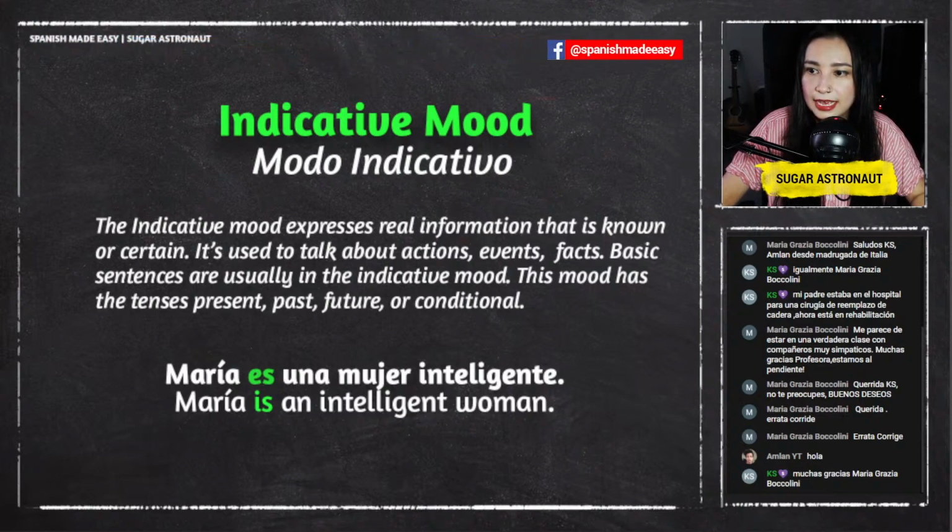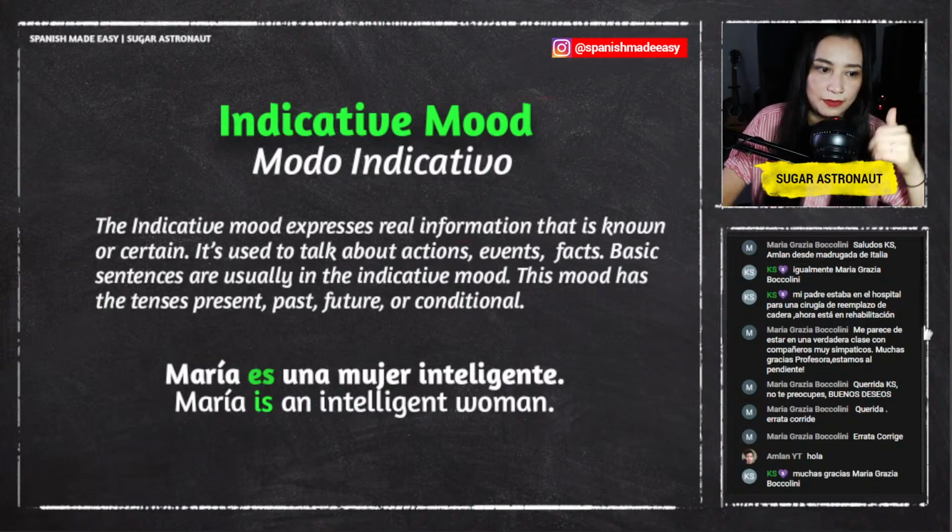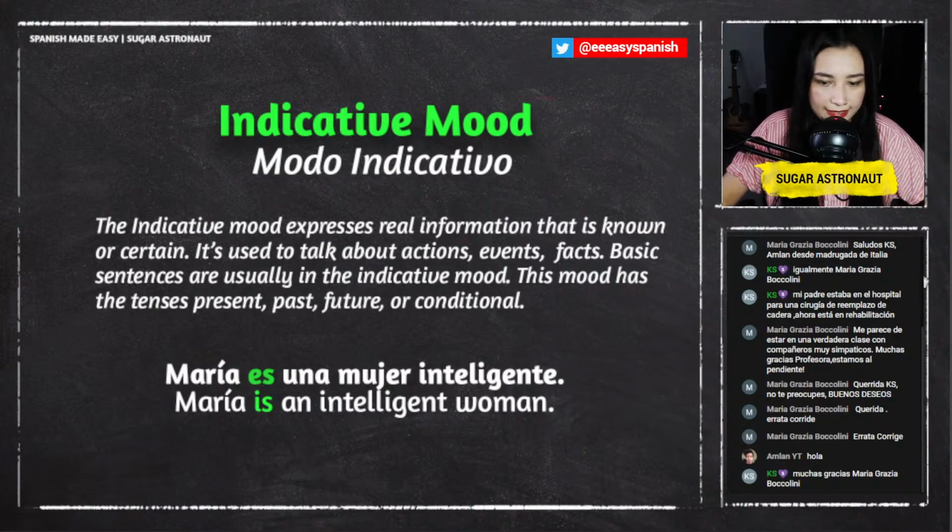Okay, in Spanish, the indicative mood is called el modo indicativo or just modo indicativo, okay? So yeah, the translation is pretty similar, indicative, indicativo, so pretty easy, pretty straightforward. Now, the indicative mood, guys, what does this mood express? Well, let me tell you that this indicative mood expresses real information. Just imagine a news guy saying real information. And this real information is known. I mean, the indicative mood expresses real information that is known or certain.